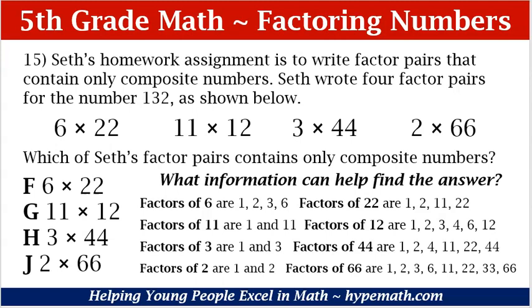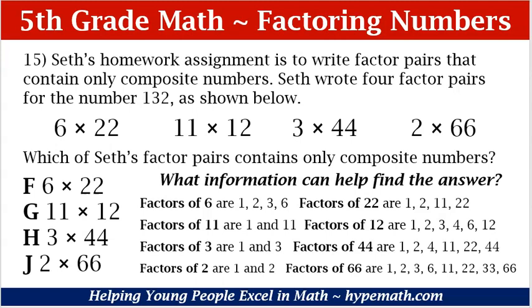All right, so let's look at answer choice F, 6 times 22. The factors of 6 are 1, 2, 3, and 6. For 22, they are 1, 2, 11, and 22. G is 11 times 12. The factors of 11 are 1 and 11. The factors of 12 are 1, 2, 3, 4, 6, 12.